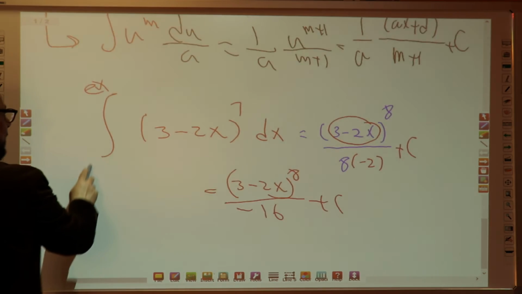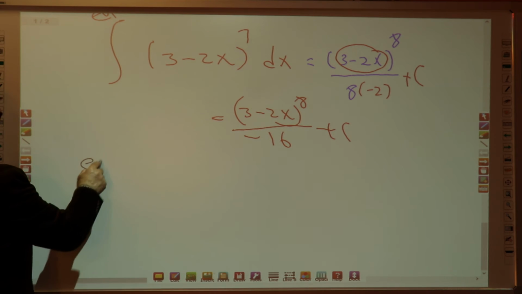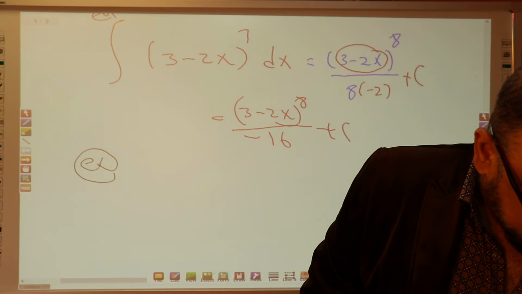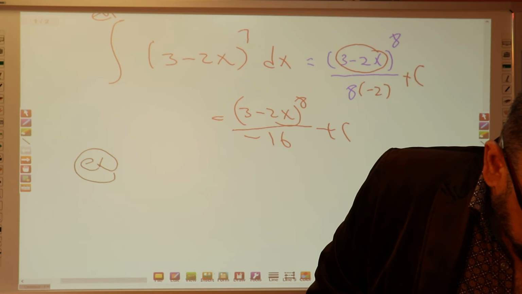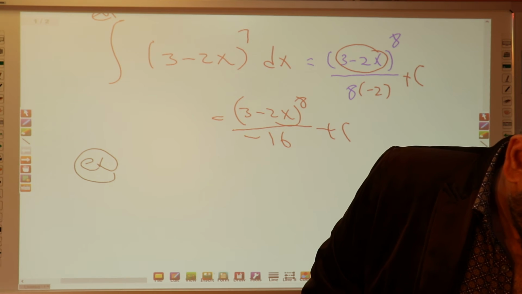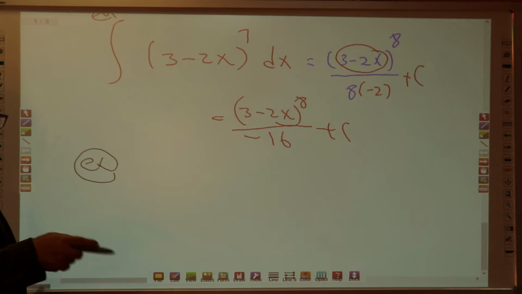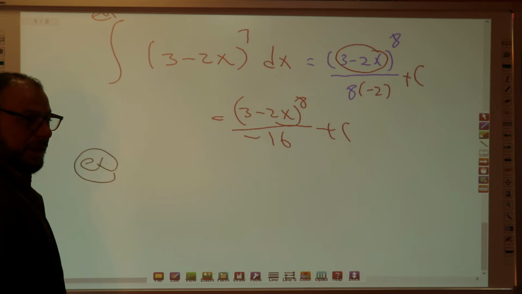One more example. I still have time because my timer is running here. Okay, I have time for one more example, then I'm going to give the floor to the second class.